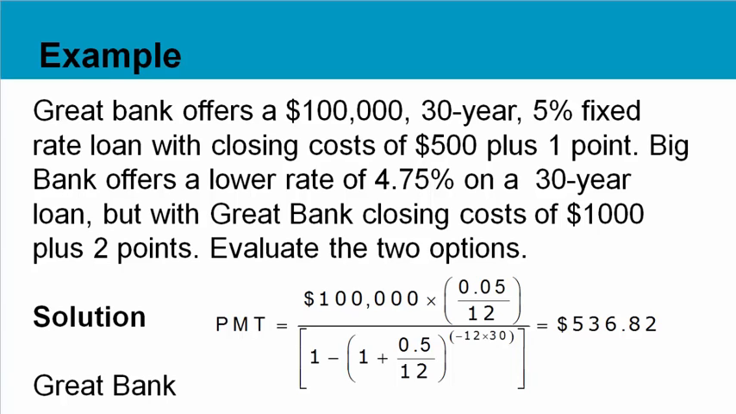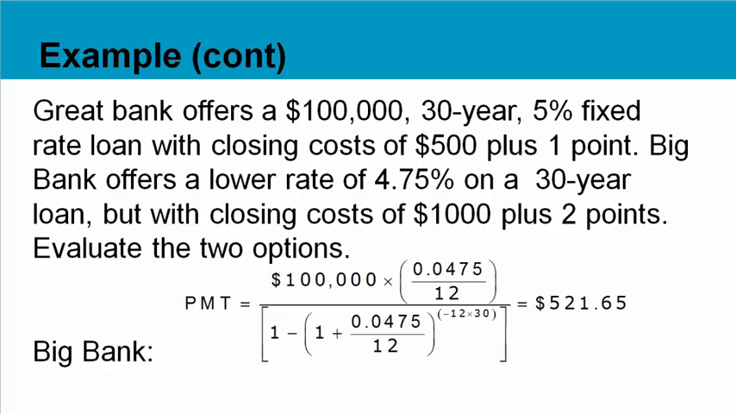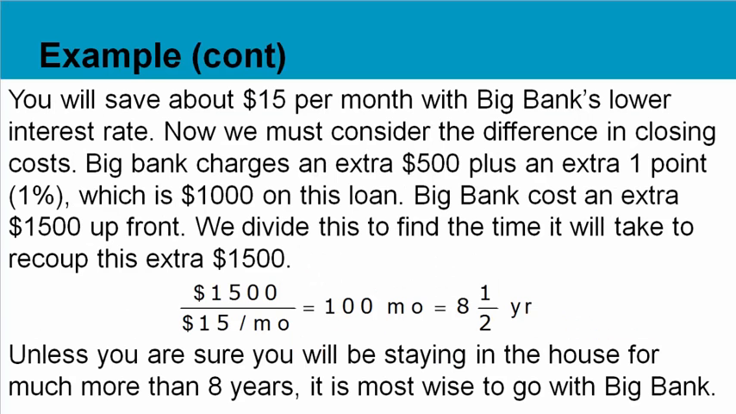So the first thing we're going to do is figure out how much our monthly payment would be for just 5% interest. Right? So the first bank, if we just paid 5% for 30 years, our monthly payment would be $536.82. Now, in addition to that, if we did the 4.75, it would be 521, right? So 536, 521, not a big, huge difference. But then you got to start looking at your points, right? So you save about $15 per month with the lower interest rate.